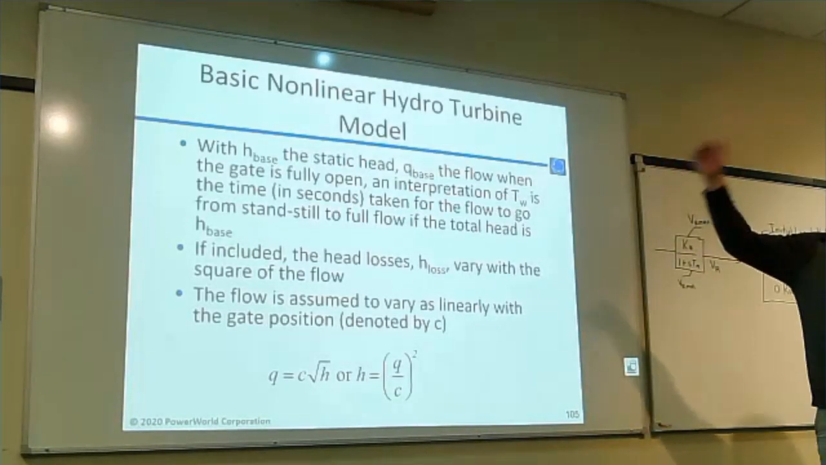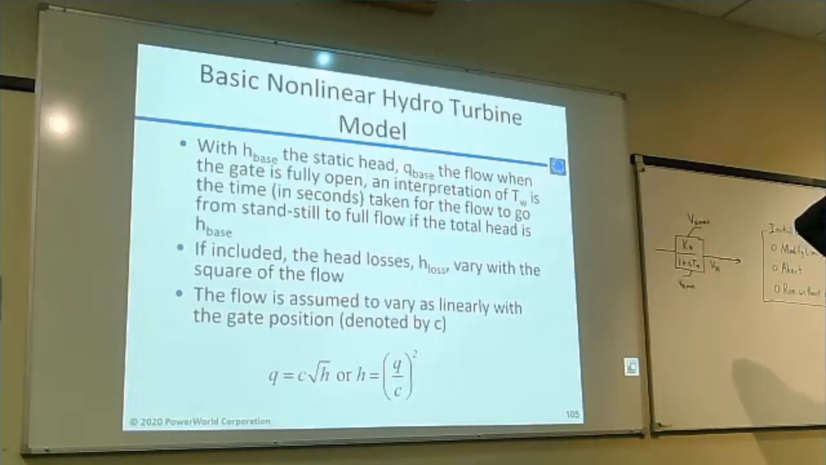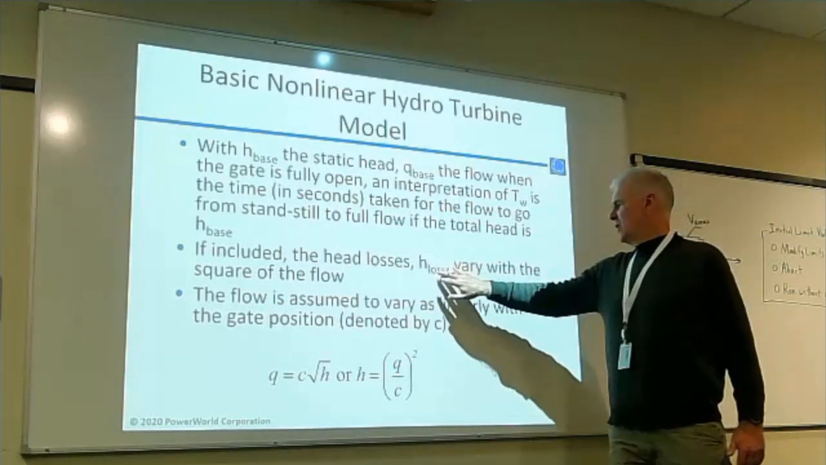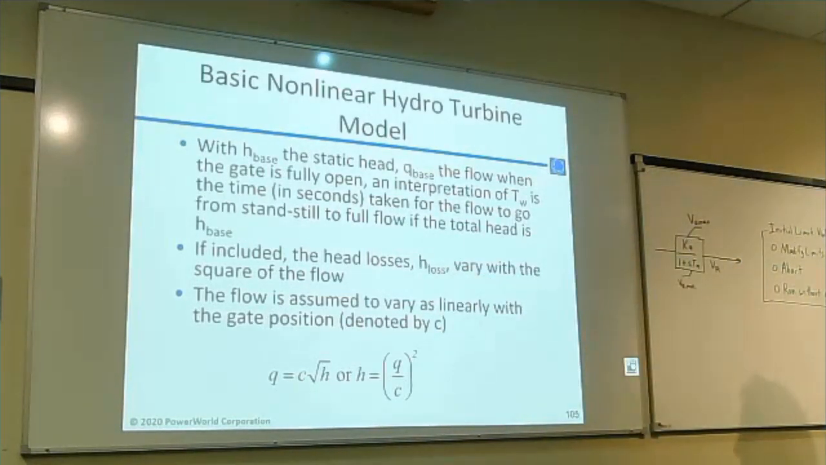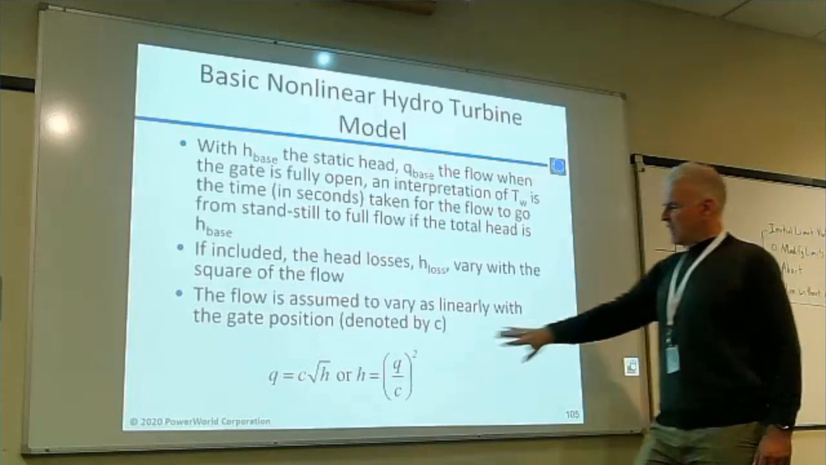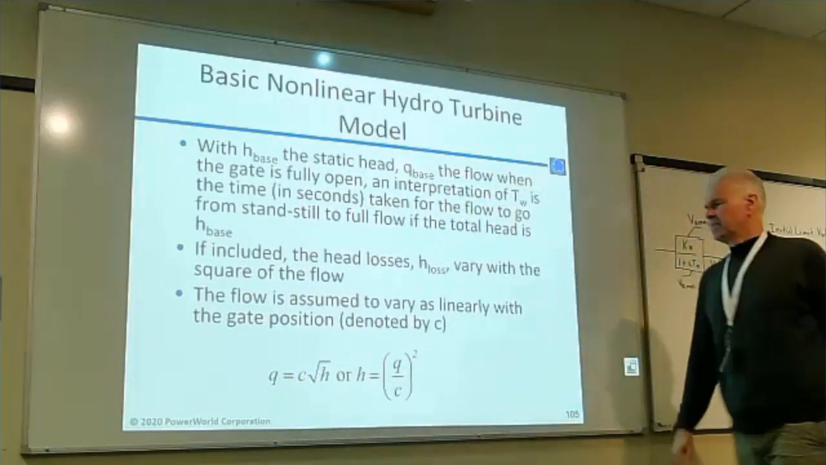Yeah, so in looking at these values, H base is the static head, Q base is the flow when the gate is fully open. You can interpret Tw as saying it's the time in seconds for the flow to go from standstill to full flow if the total head is H base. Okay, so how long will it take that water to accelerate? A ballpark value on that is a couple seconds. Okay, so that's T water. You can then include H loss if you want, which is just the head losses. The flow is assumed to vary linearly with the gate position. So then we get this equation right here.